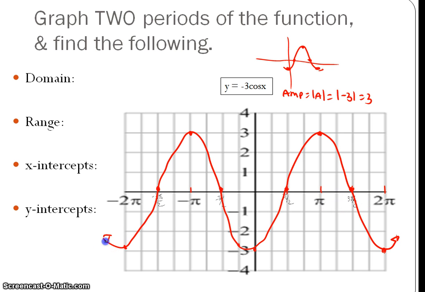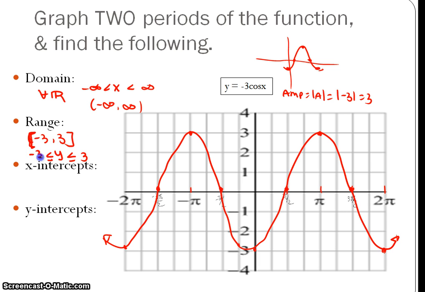The domain is, again, all real numbers, so you can denote it all real numbers, or you can say x is bigger than -infinity and less than infinity, which is inequality notation, or we can say it's -infinity to infinity in interval notation. Our book uses this interval notation, so I wanted to bring it up. The y values go between -3 and 3, and it includes -3 and 3, so we are going to have these square brackets. Or you can say y is less than or equal to 3 and bigger than or equal to -3.